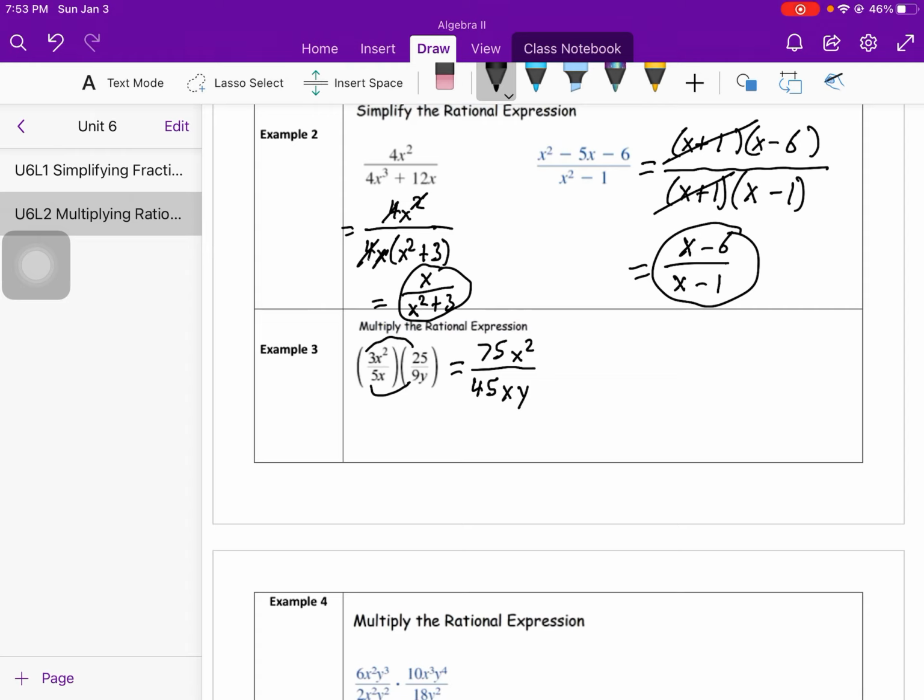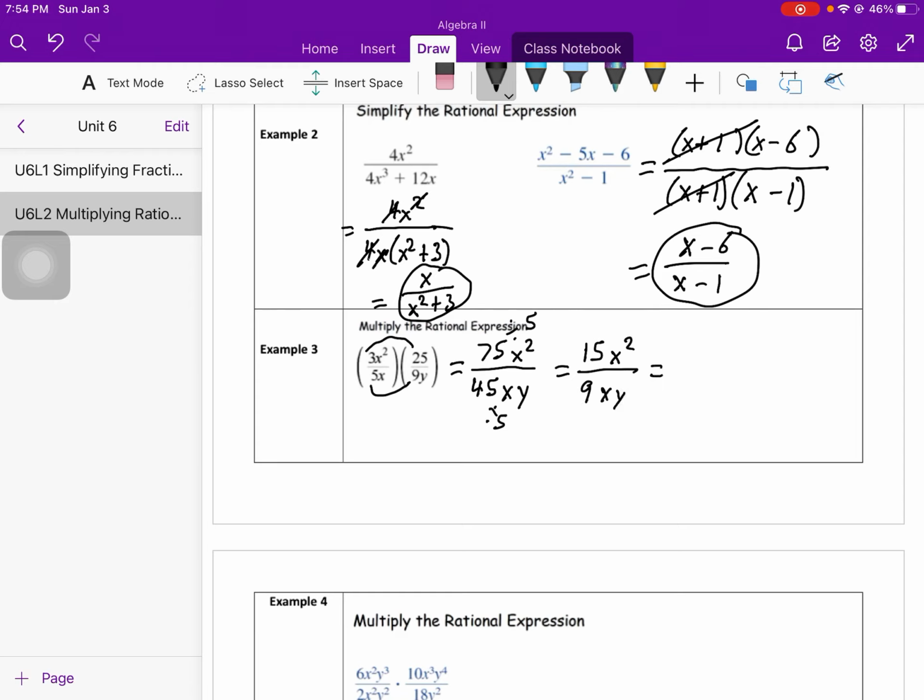Now what we want to do is look for common factors. So 75 and 45, if you think about those two, one number that hopefully stands out to you right away is the number 5. If you take 75 divided by 5, you're not going to get 25. You're going to get 15. We'll keep the x squared there as it is. And then if you divide 45 by 5, you get 9. And then x and y, we'll just keep those the same.